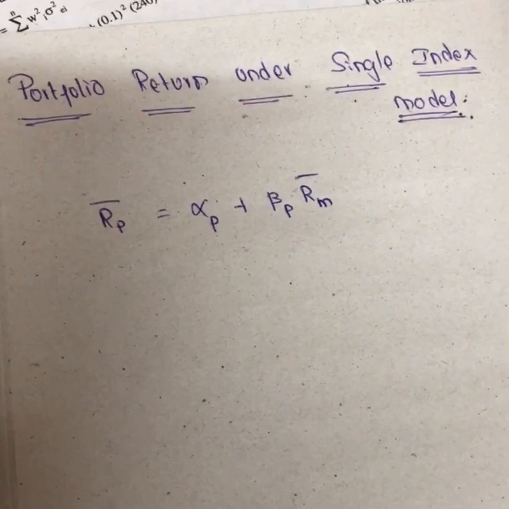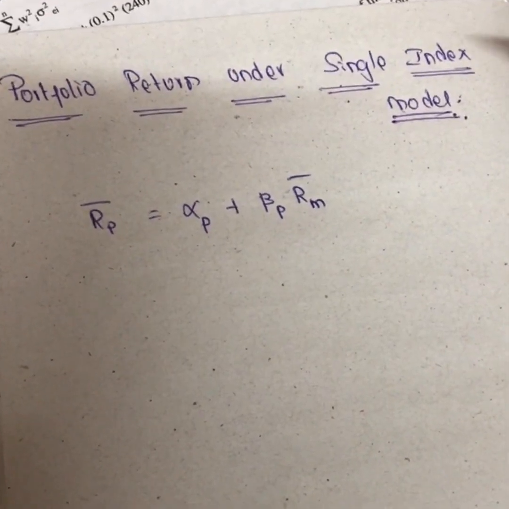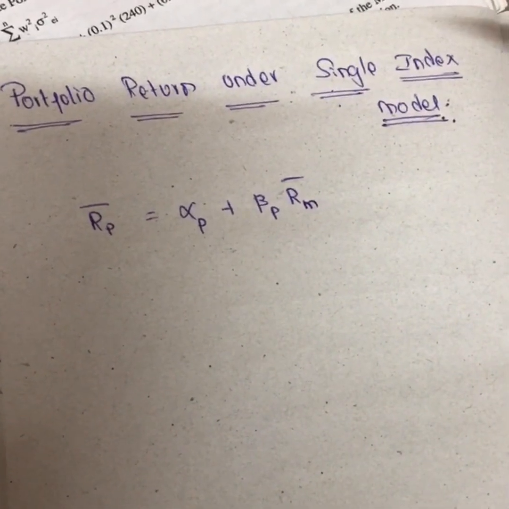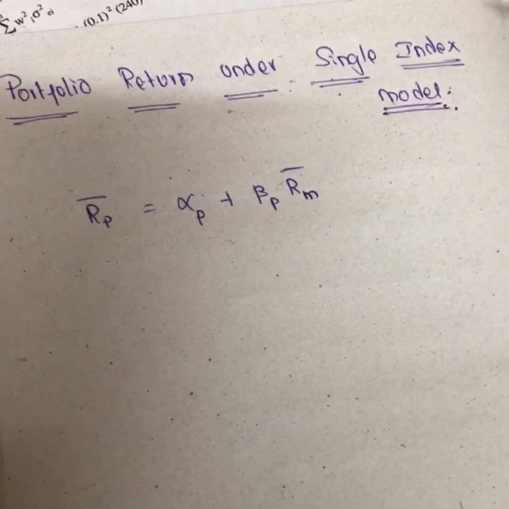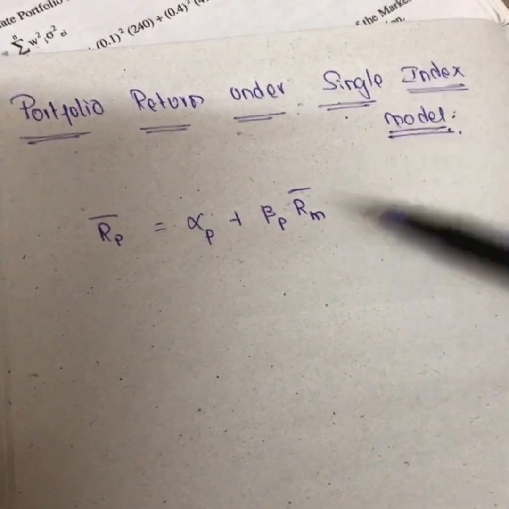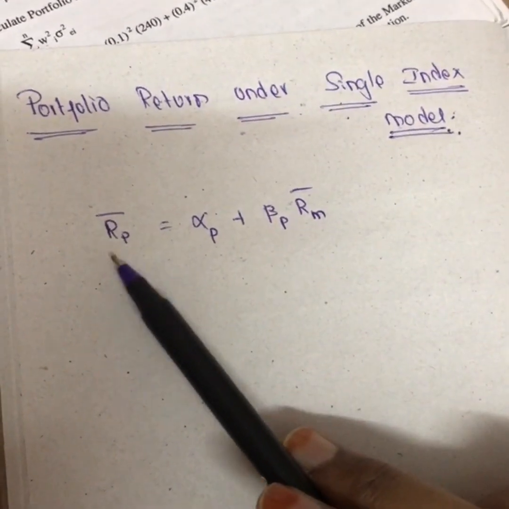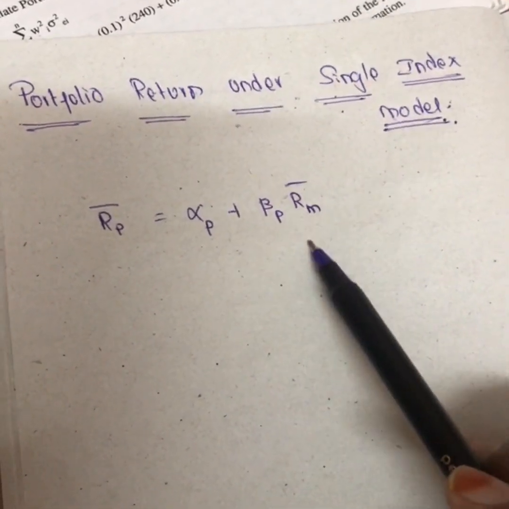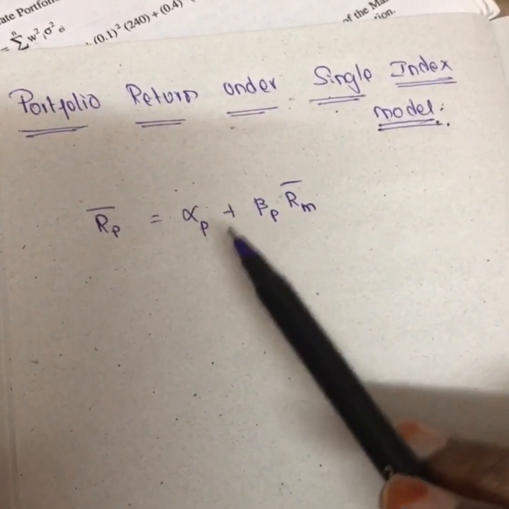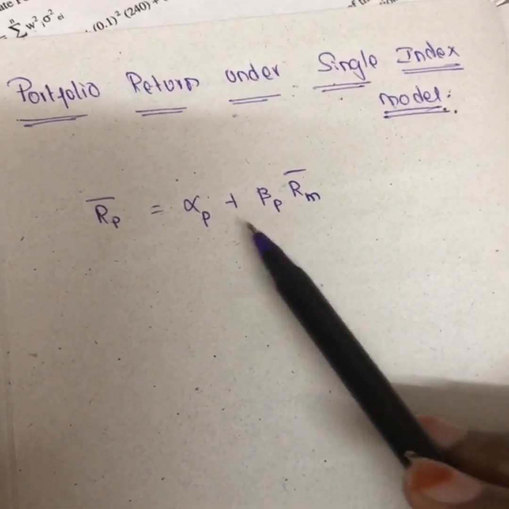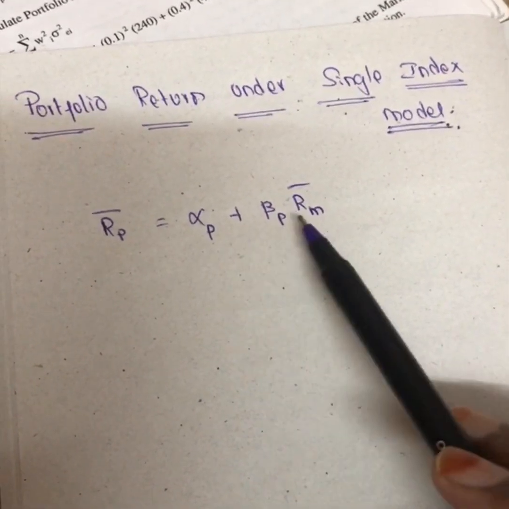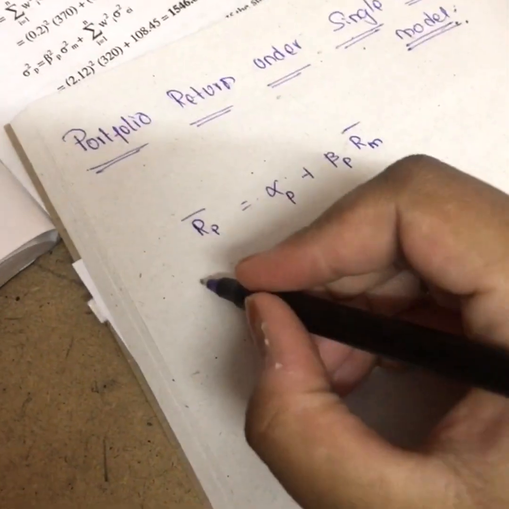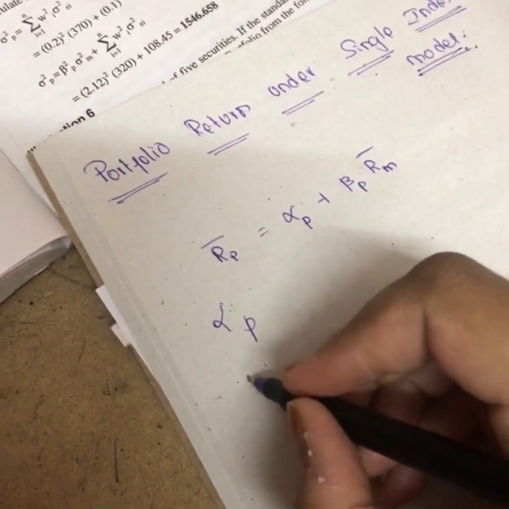Okay girls, now we will see portfolio return under single index model. Earlier we saw security return and risk under single index model. Now we are going to see portfolio return. The formula is RP, which is the return on portfolio, equals alpha P plus beta P RM. Earlier I had written alpha I and beta I, but now I have written alpha P and beta P. So now we have to calculate alpha P and beta P.